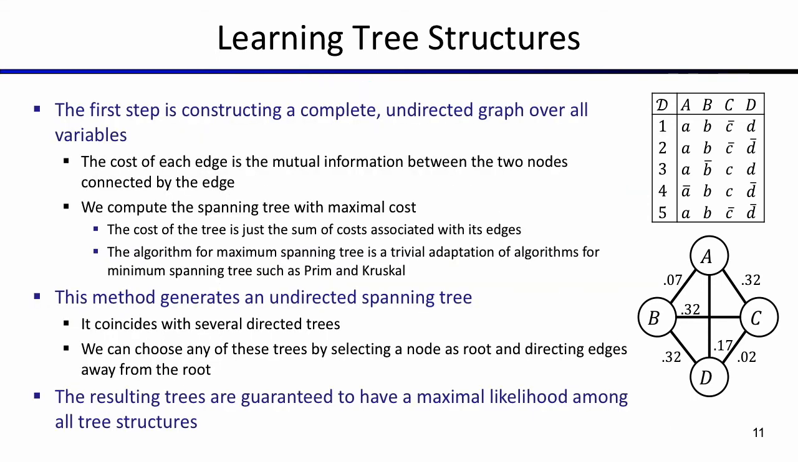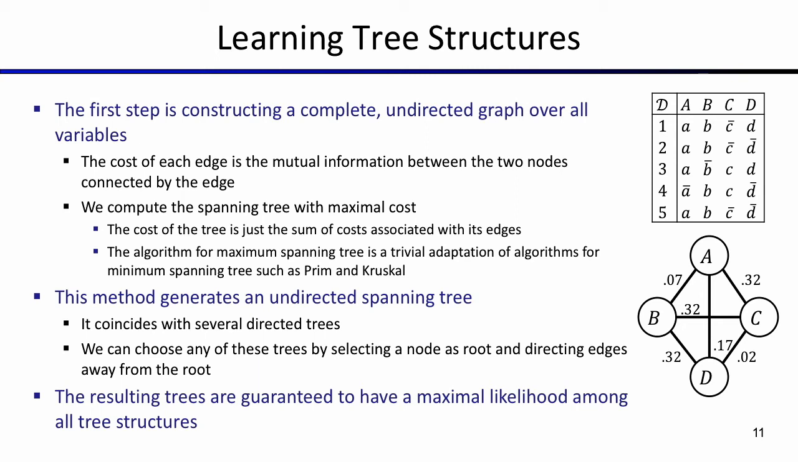Okay, now that we have this complete undirected graph, we need to convert it into a tree structure. What we do is use a maximum spanning tree algorithm for this task. This algorithm is very similar to the classical minimum spanning tree. We have algorithms like Prim and Kruskal. We can just adapt those algorithms to, instead of working with the smallest weights, work with the largest weights. So it's going to be a very trivial adaptation of those algorithms.